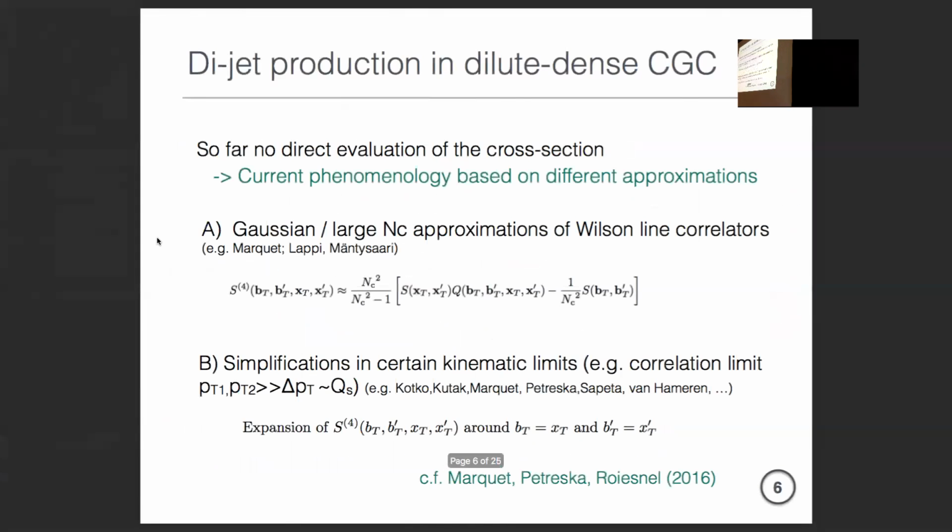Okay, so what do people do? To actually do phenomenology with this, it is usually done based on different approximations. Probably the most elaborate thing that was done to date was what you guys did, where essentially people approximate these correlation functions of the field. The way I understood the paper, it was a mixture of a Gaussian large NC approximation, where this complicated six-Wilson-line correlator is factorized into some simpler object.